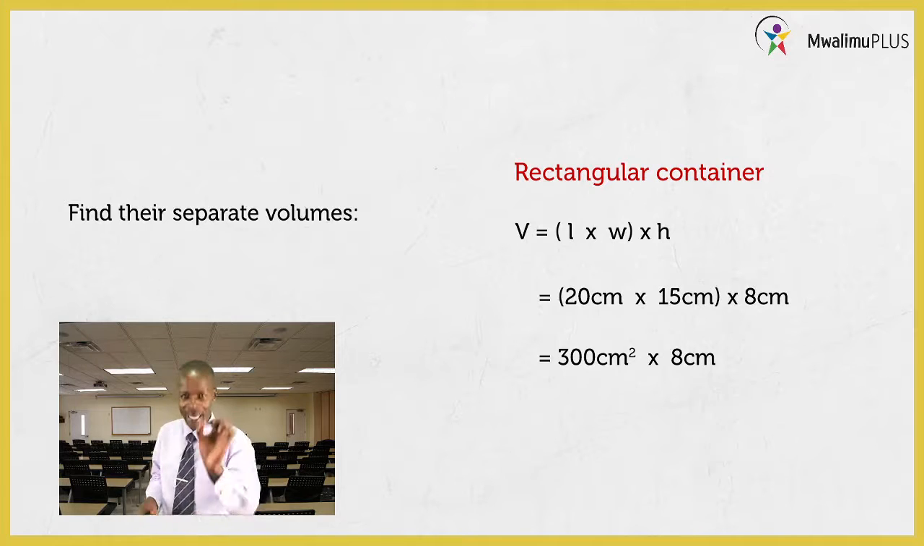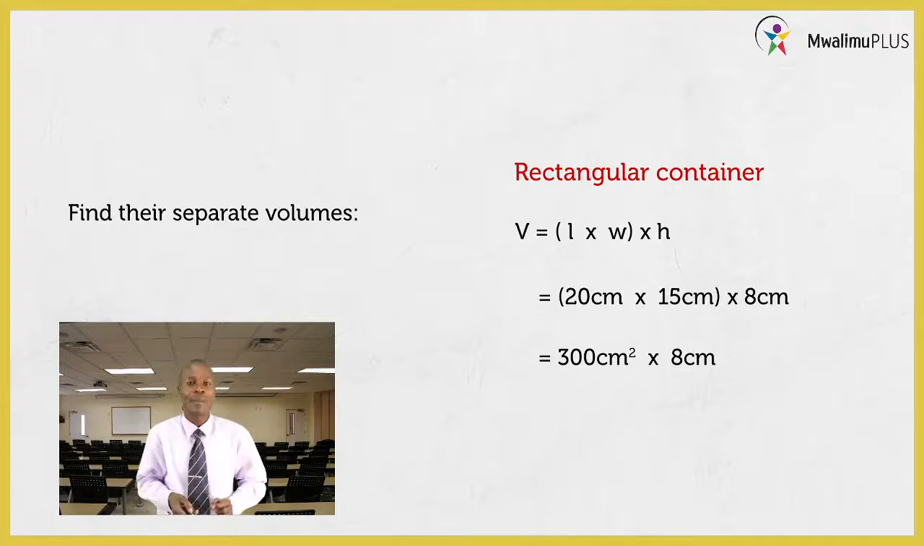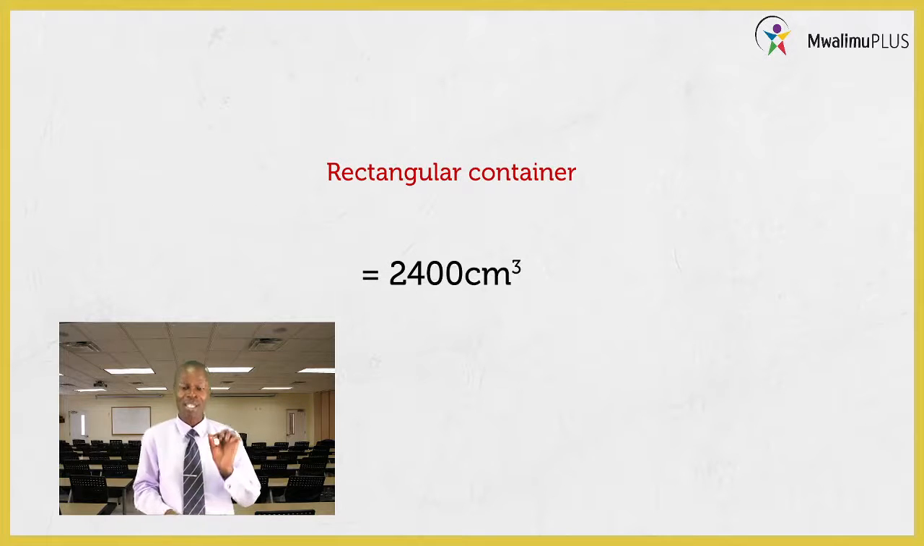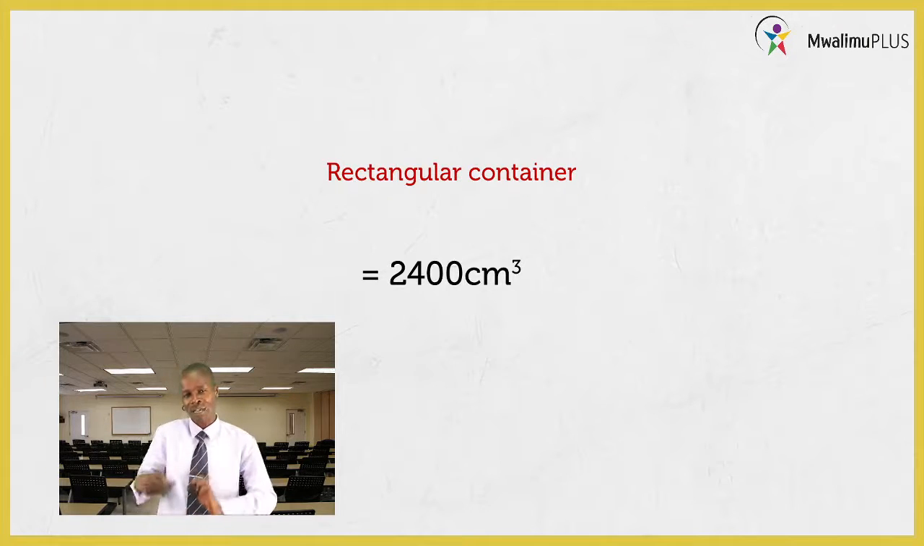Now you take this area and then you multiply by that height, which is 8. So in other words, 300 centimeters by 8 centimeters. And what do you get? Very quickly, and there you are. It is 2,400 cubic centimeters. Volume is normally given in cubic centimeters. That is the first container, the rectangular container.